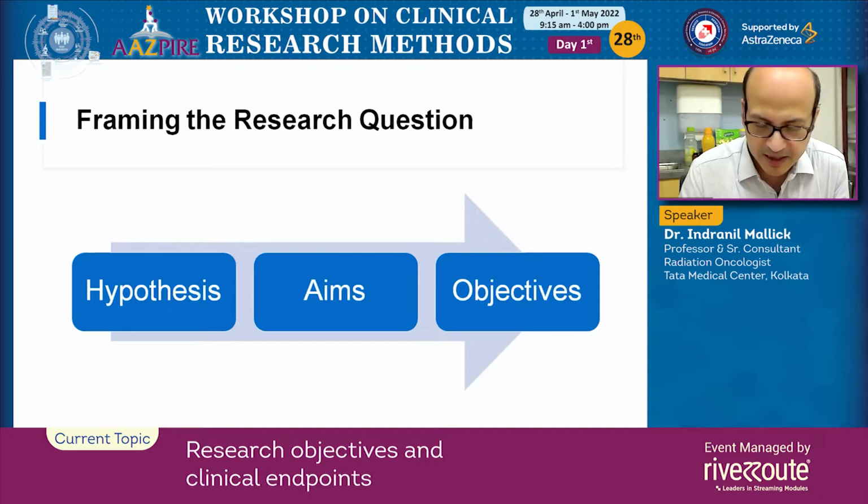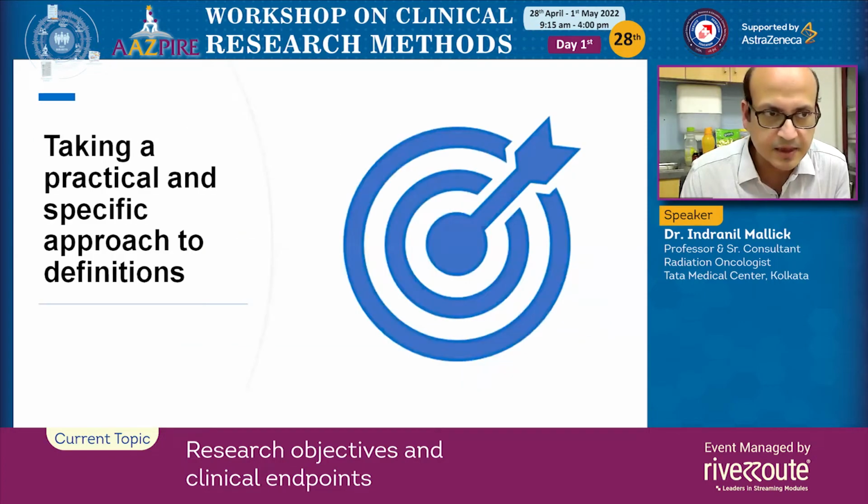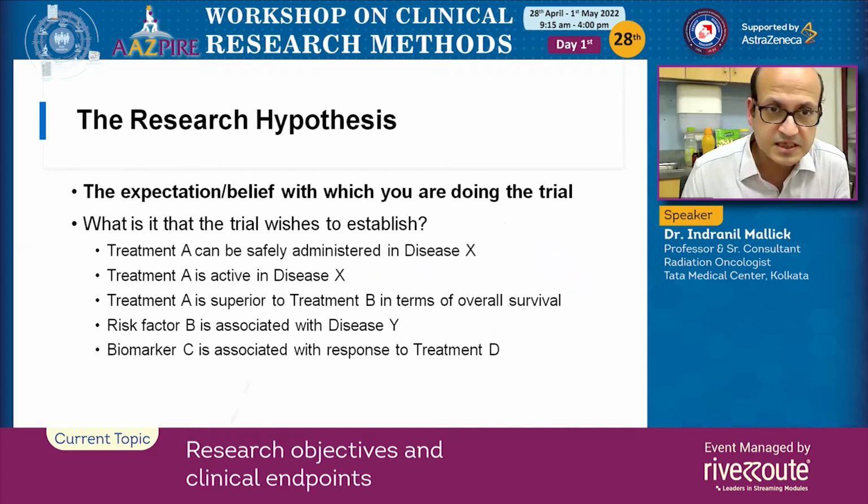Now, when a young researcher first writes a research proposal, often these terms can be a bit confusing. So I've tried to make this as simple and as example-based as I can. And we're going to take a practical and specific approach to definitions rather than going by references and more formal definitions. So what is the research hypothesis?